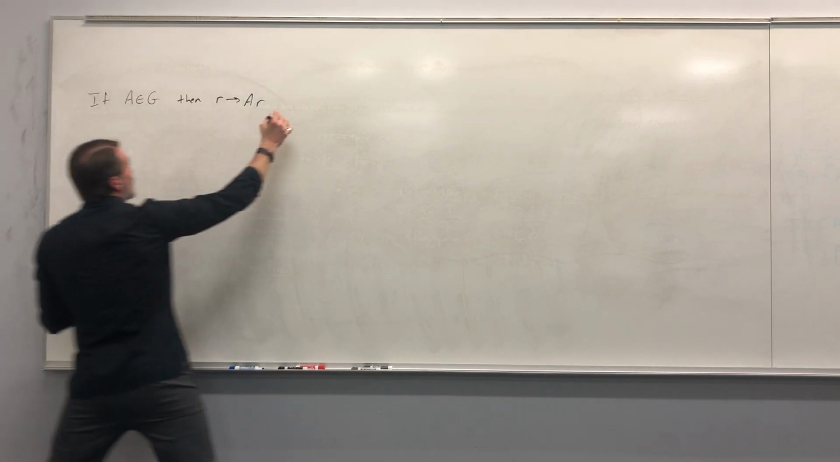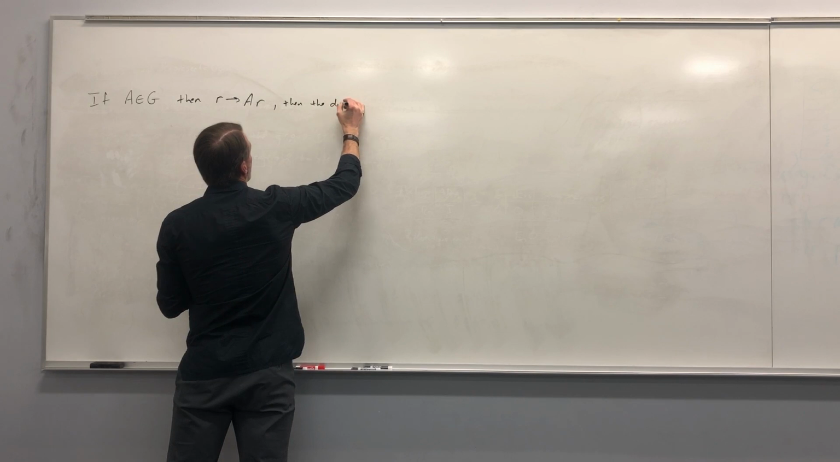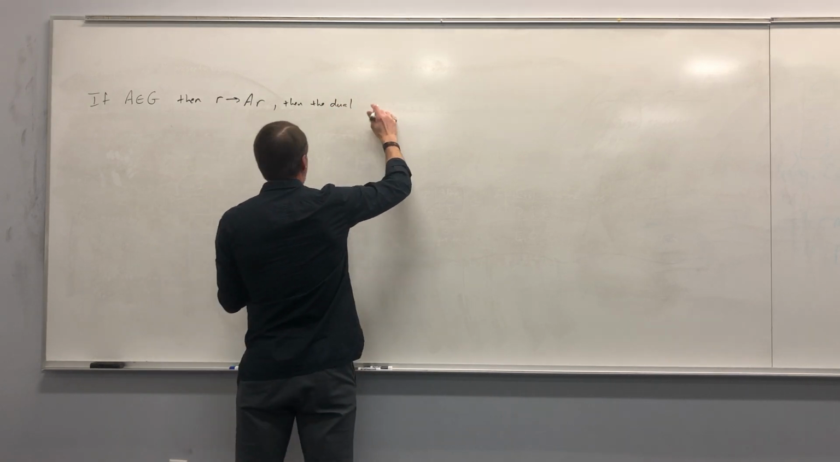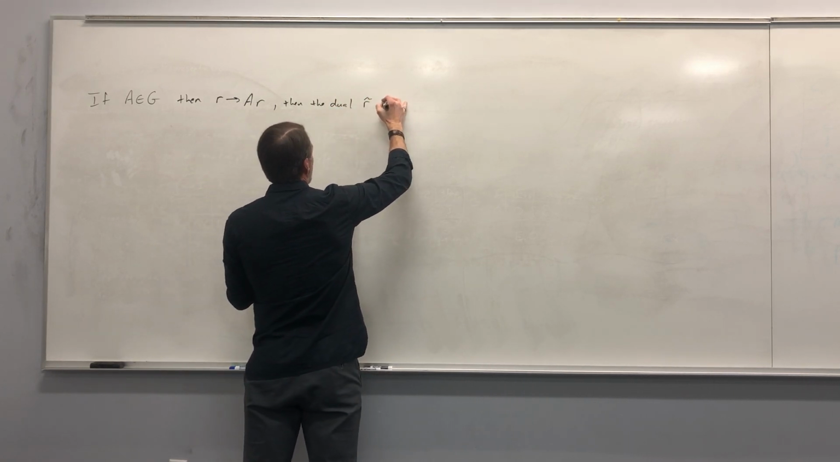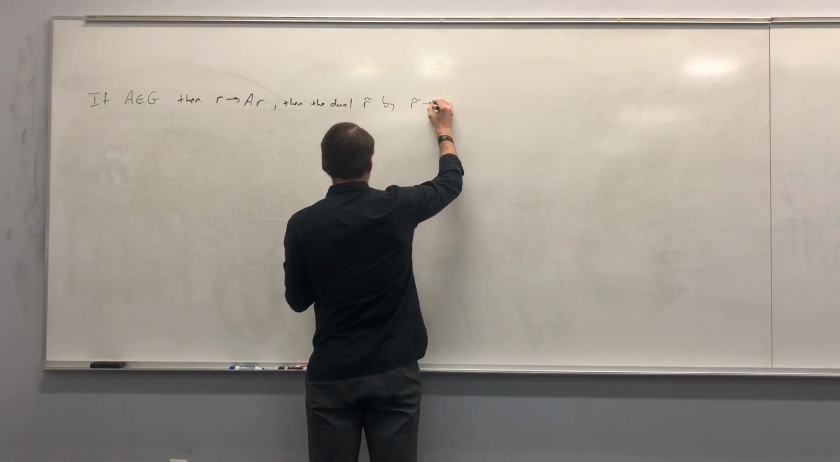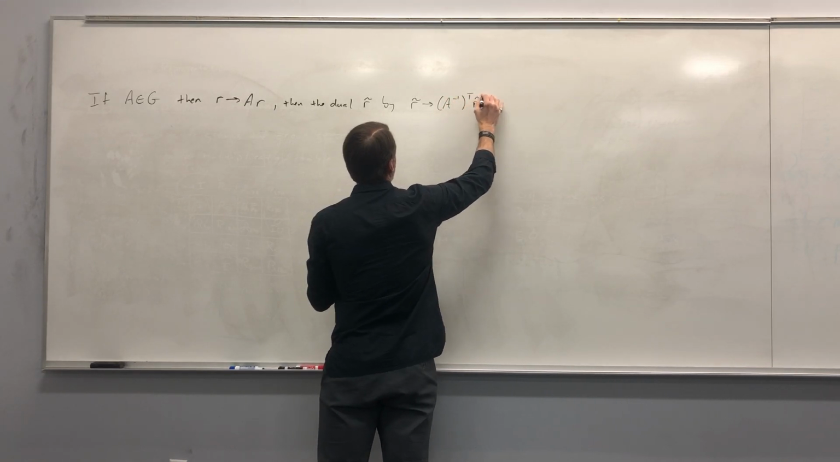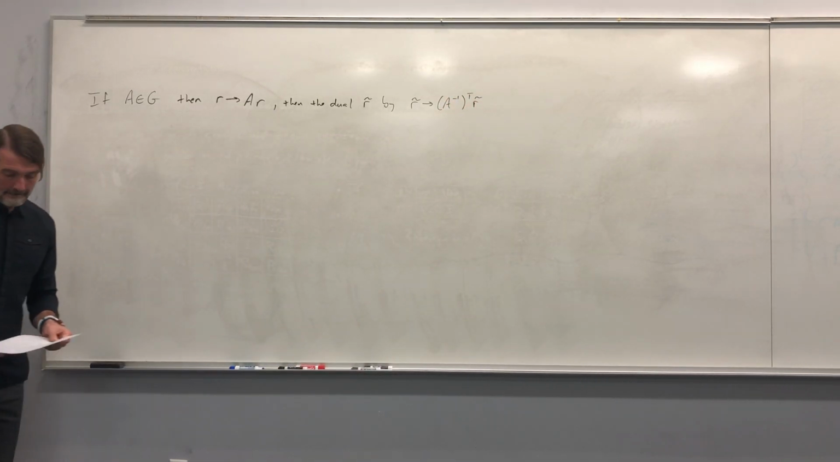Then we can define the dual, R twiddle, by having the transformation that R twiddle goes to A inverse transpose R twiddle. Okay?